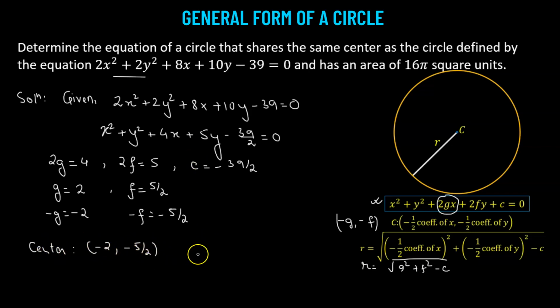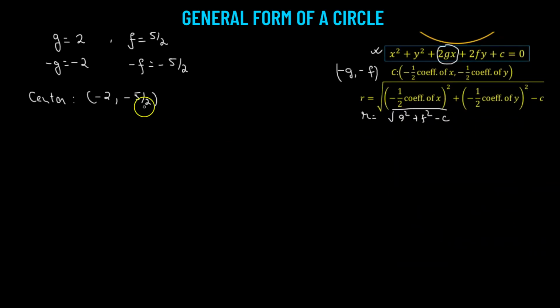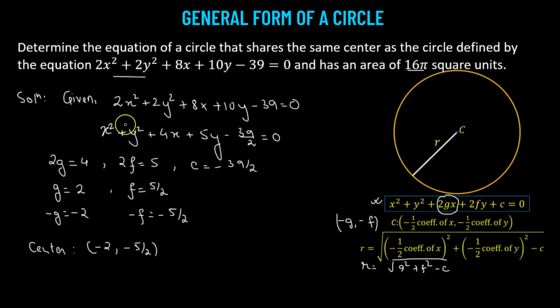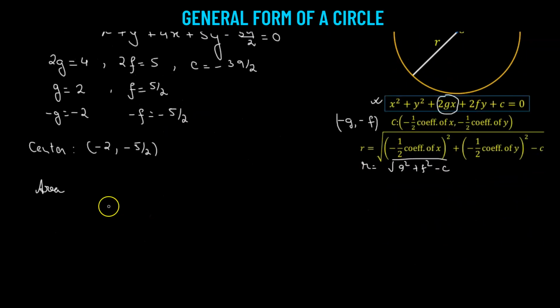Now that we have the center, what we need is the information regarding the radius. We're given that the area of the circle we need to find is 16 pi. We know the area is pi r squared, so that equals 16 pi. Meaning r squared equals 16, so our radius is going to be 4 units. Now we have the information regarding the center as well as the radius. We can use the standard form of a circle to obtain the equation of the required circle.